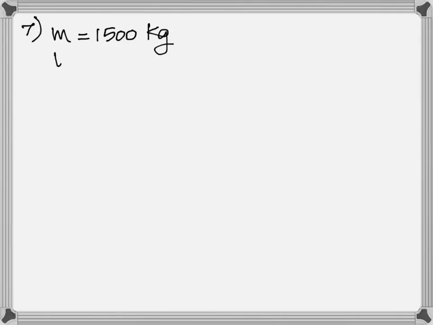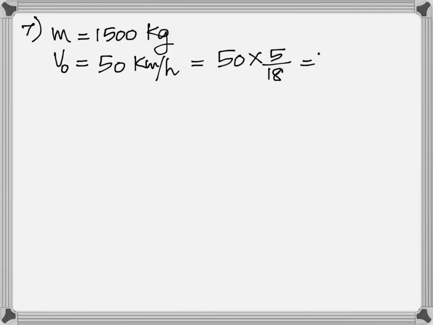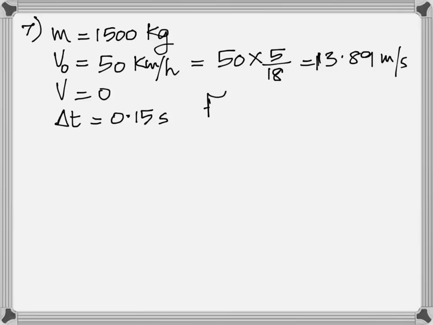So the mass of this car is 1,500 kilogram. The initial velocity is 50 kilometer per hour, which is 50 times 5 divided by 18, which gives you 13.89 meter per second. The final velocity is, of course, what? 0, isn't it? And the time is really small, 0.15 seconds, and you use the formula for force, this one.